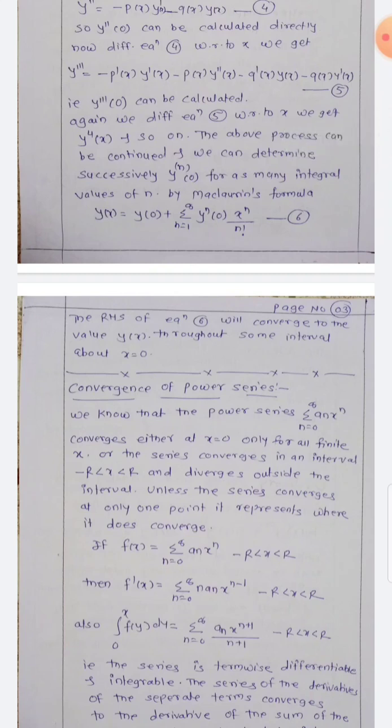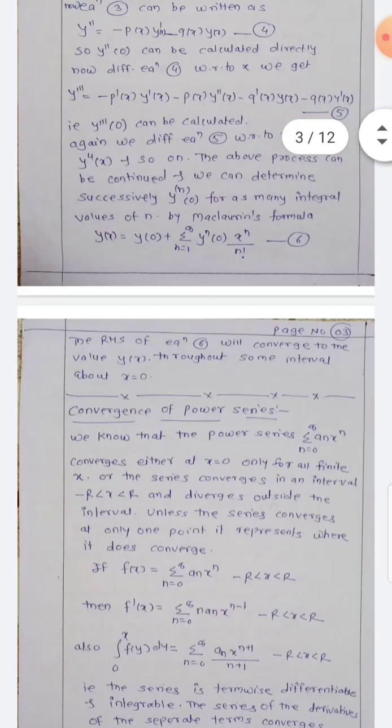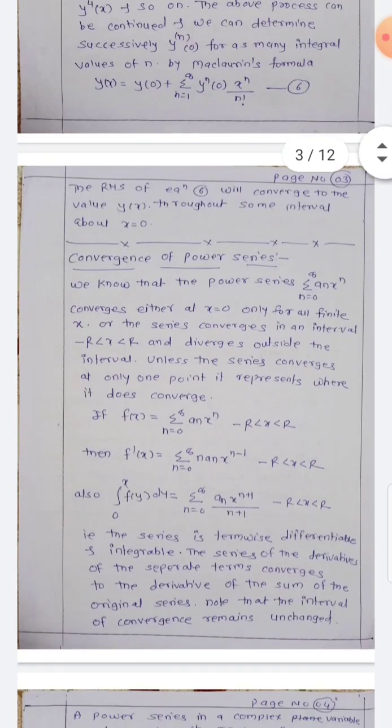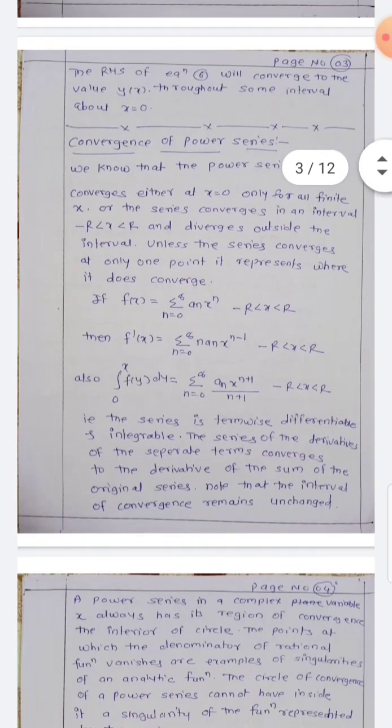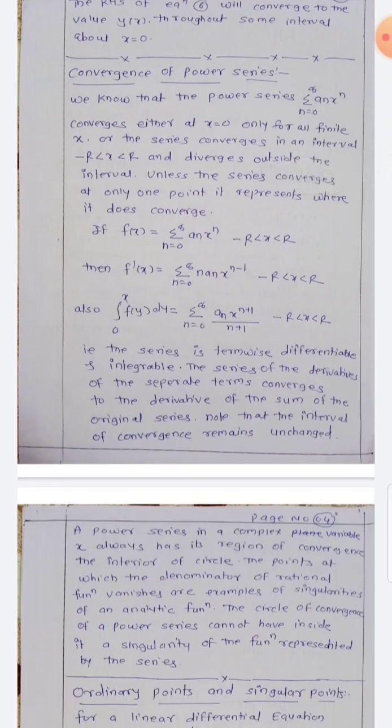and then by using the Maclaurin's formula we write y of x equals y0 plus summation n equal to 1 to infinity y raised to n of 0 x raised to n upon n factorial as a solution of equation 2. Now, as we already discussed in real analysis the concept of convergence, here we consider the convergence of power series.